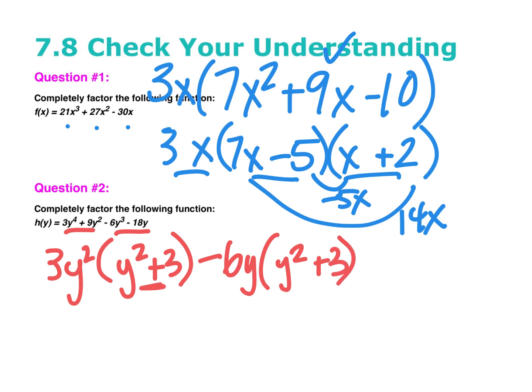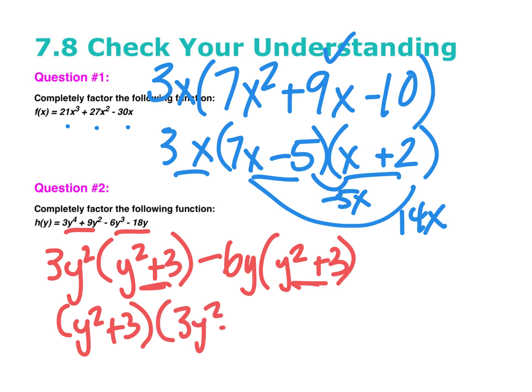Now, the group we have in common is right here, so I'm going to factor that out, which is going to be y squared plus 3. And then that's going to be left with 3y squared minus 6y. Now, can you factor things further? This first binomial cannot be factored further, but this next one, we actually can pull out a multiple of 3 and a y. So I'm going to keep the first group, again, of y squared plus 3.